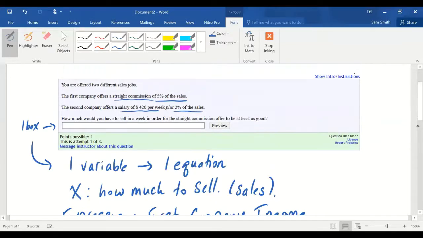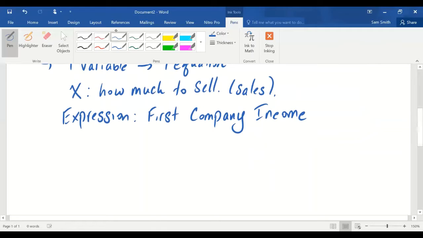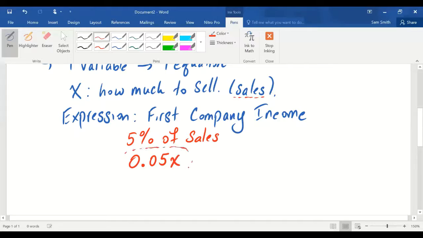Now, the first company's offer is they will give me 5% of the sales, straight 5% of the sales and nothing else. So I'm going to write down 5% of sales. 5% translated to a decimal number is 0.05. Of, the word of, we can think of as multiplication, and sales we have represented by x. So this expression would represent the income from the first company.